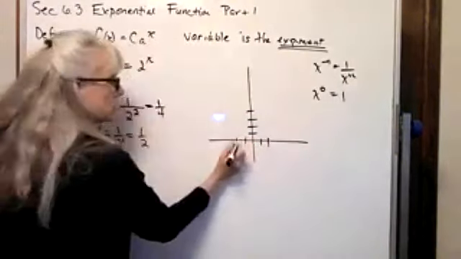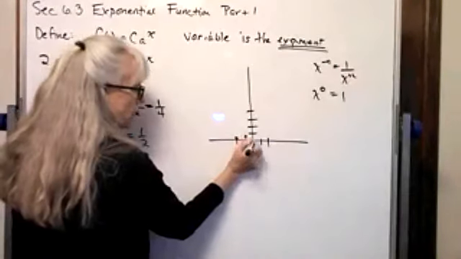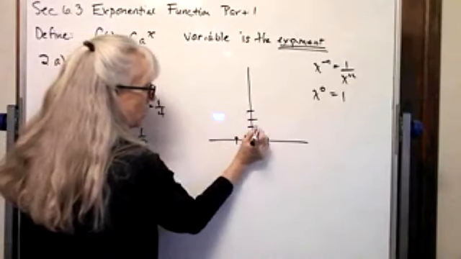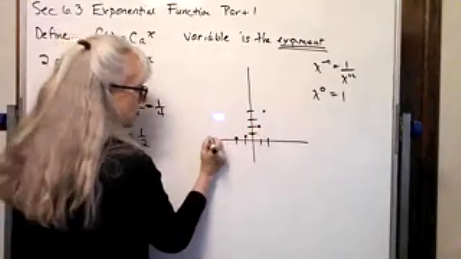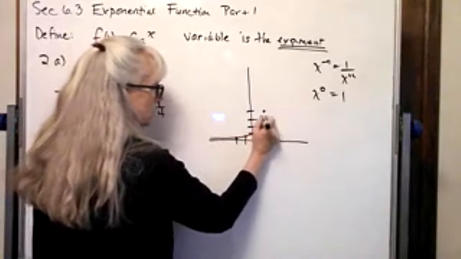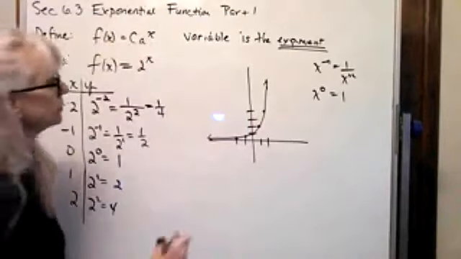So at negative 2, we're at 1/4. We're really close to the x-axis. At negative 1, we're at 1/2. At 0, we're up at 1. At 1, we're up at 2. And at 2, we're up at 4. So we get those 5 points. And when we connect them, it looks something like this. And there's our exponential graph.